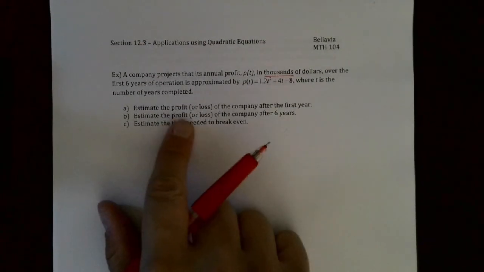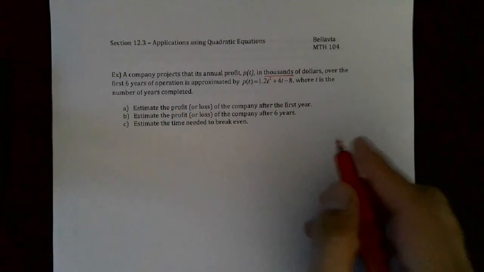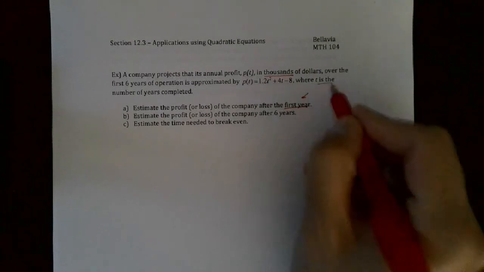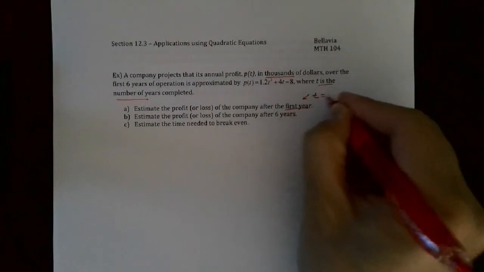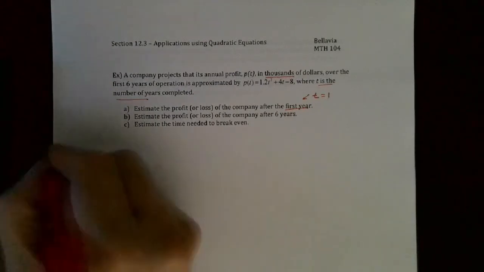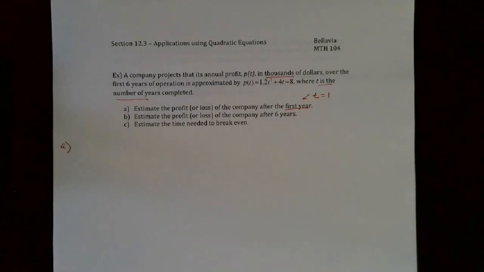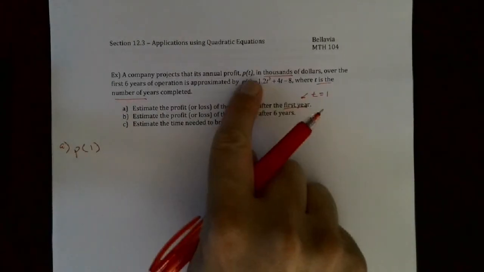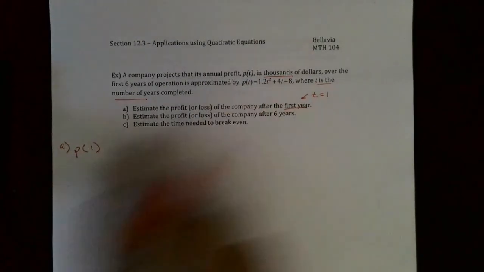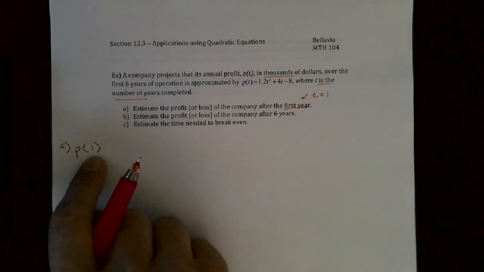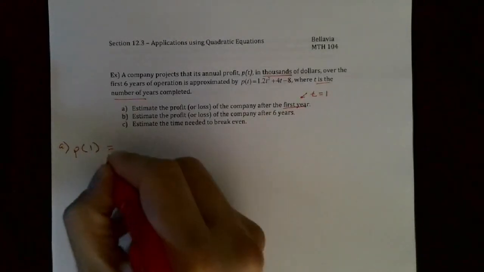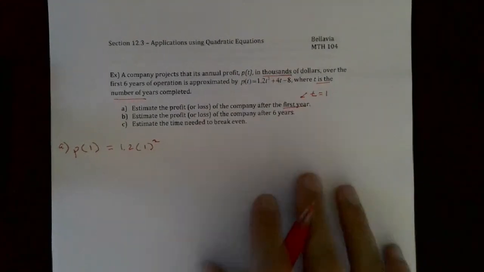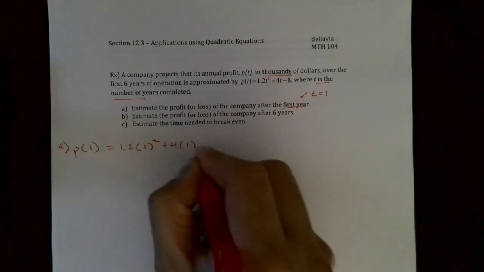So part A says estimate the profit or loss of the company after the first year. After the first year, that's telling us something specific. t is the number of years completed, so this is when t equals 1 year. So for part A, what they're really asking you to do is find P of 1, the profit at 1 year. P of t is the profit in thousands of dollars for some time t. So P of 1 just means substitute 1 into this function, and we end up with 1.2 times 1 squared. Make sure you write that with the parentheses around the 1. Plus 4 times 1 minus 8.